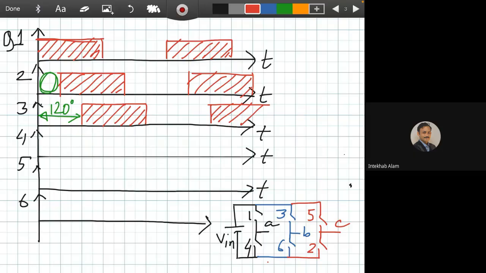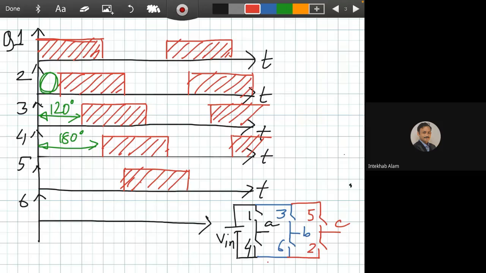Now switch 4 will start from here and will end at this point. So this is a gap of 180 degree, and it will start again in here. Switch 5 will start from here, and switch 6 will start from here.